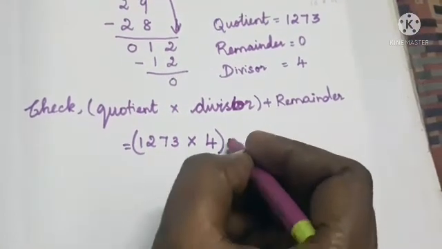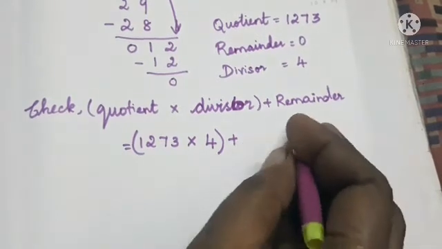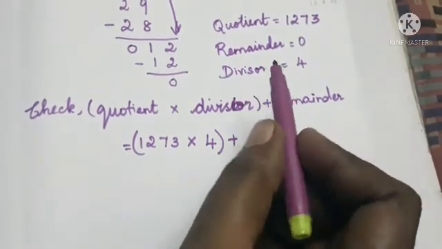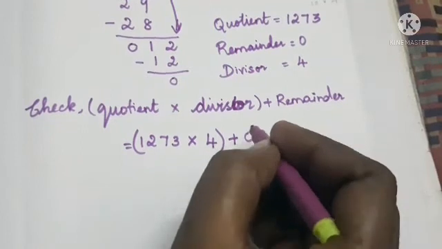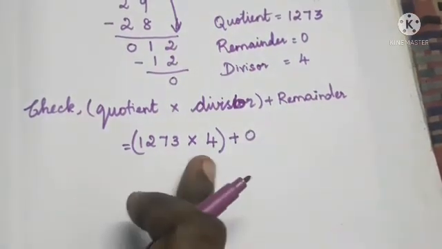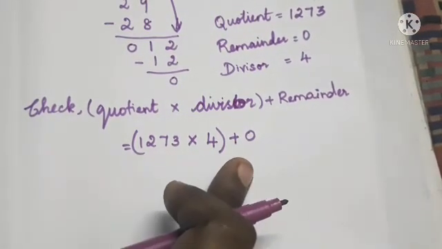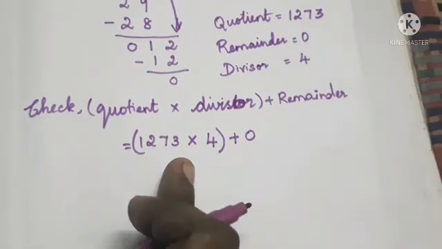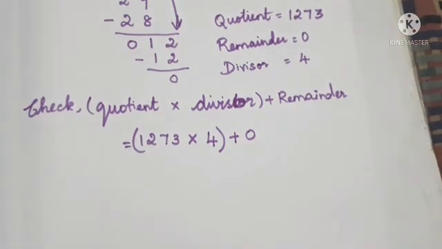The next, what symbol is there? As plus symbol is there. Then remainder. What's the remainder here? Yes, we got the remainder as 0. Okay. Now we have to multiply these two values first. Then we have to add with this number. Okay.